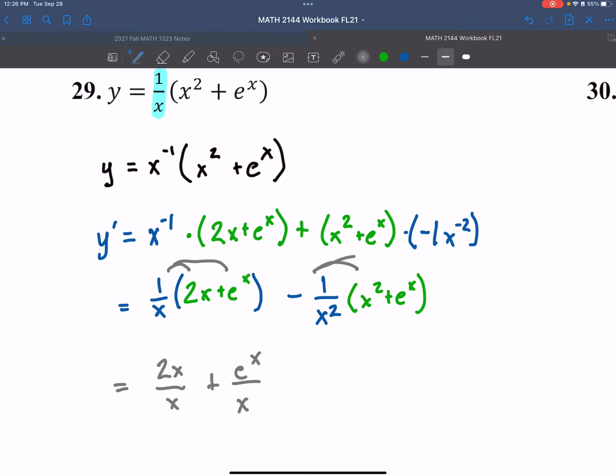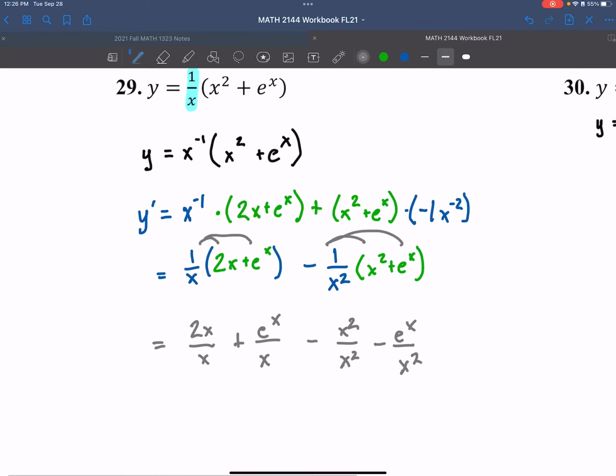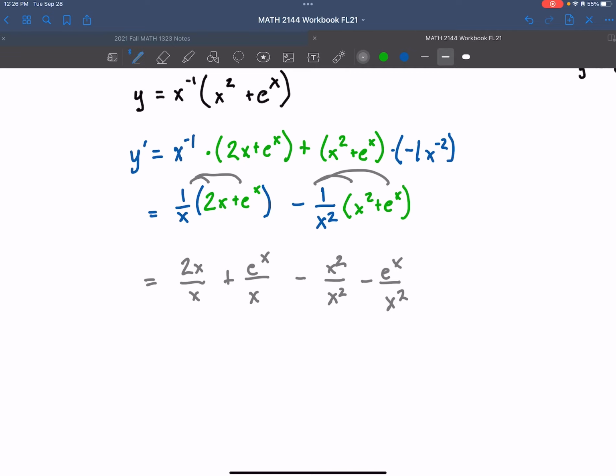And then you can distribute this through and you would have negative x squared over x squared minus e to the x over x squared. Because if we did that, we can do some simplification with the division, giving us 2 plus e to the x over x minus 1 minus e to the x over x squared. So if you then combine the constants, you would have 1 plus e to the x over x minus e to the x over x squared.